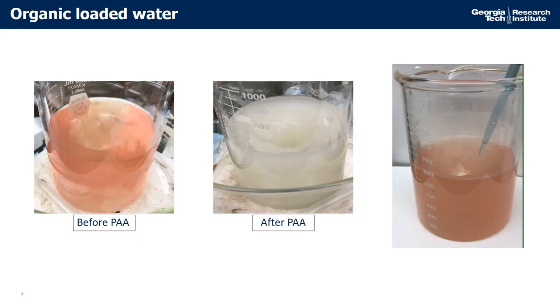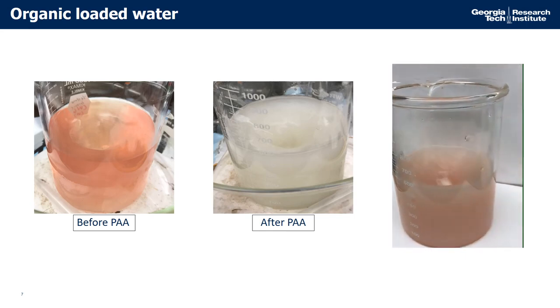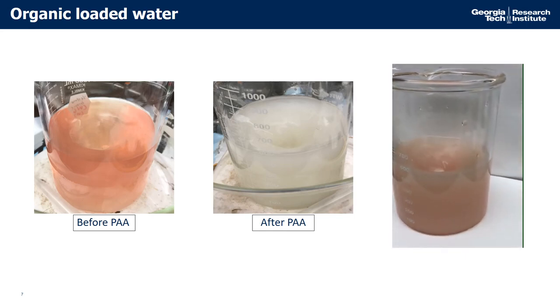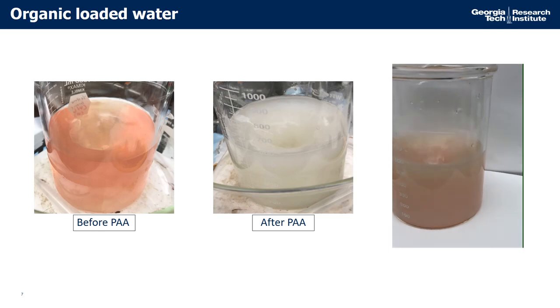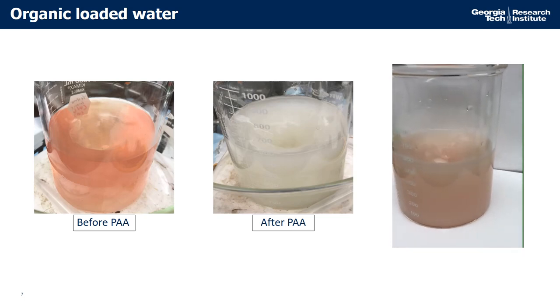And building off of that, we observed some interesting changes in the media within the first minute. The video that is playing shows what I'm talking about. The PAA was added, and within 45 seconds, a noticeable color change is visible. This is due to PAA's interaction with various sources of carbon within our media. The two pictures show another test with similar results of interaction of PAA with the organic load. It supports the idea that PAA is rapidly consumed when it first comes in contact with organic carbon.